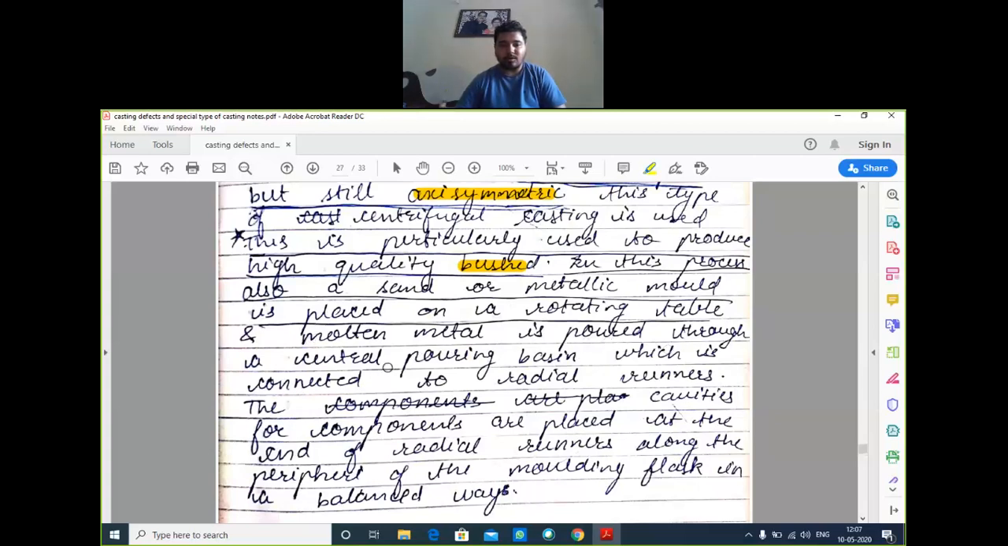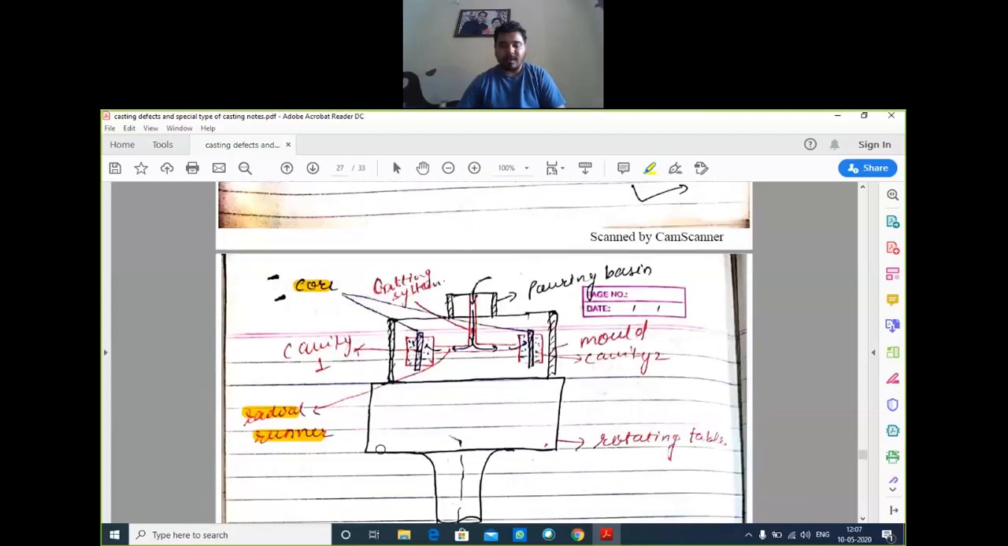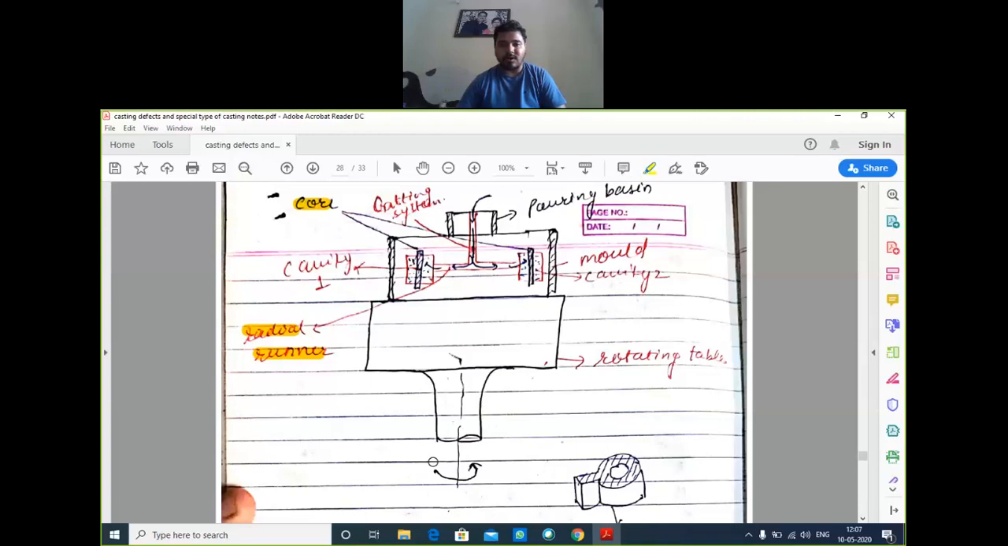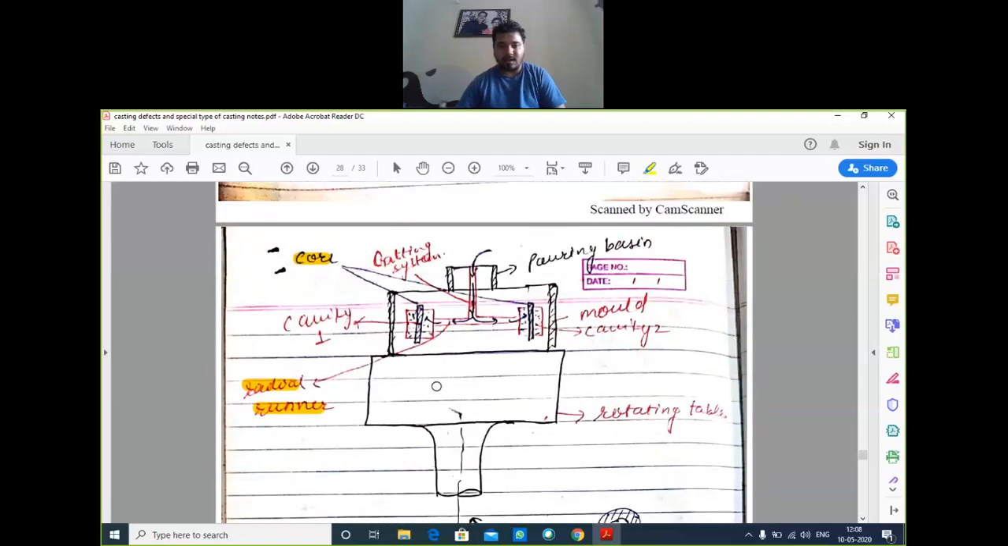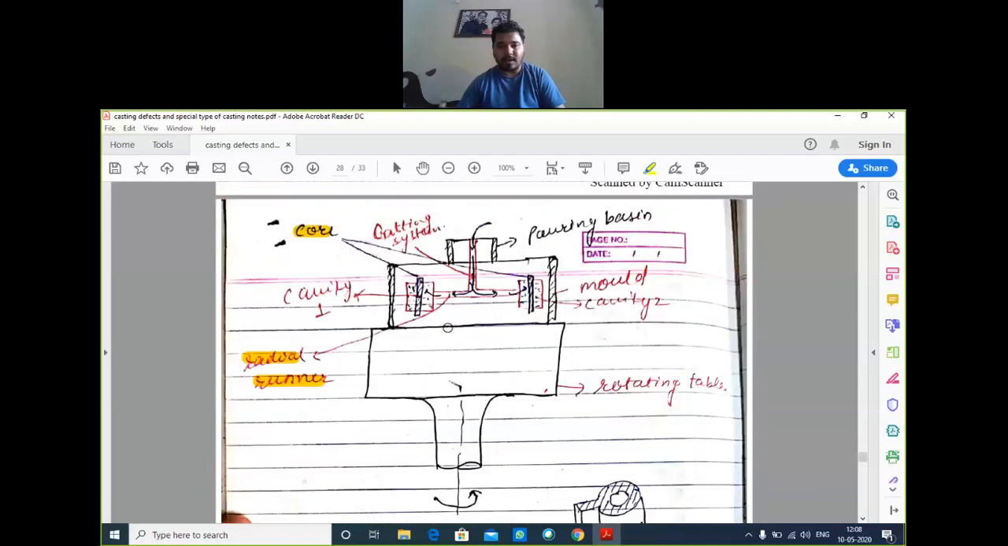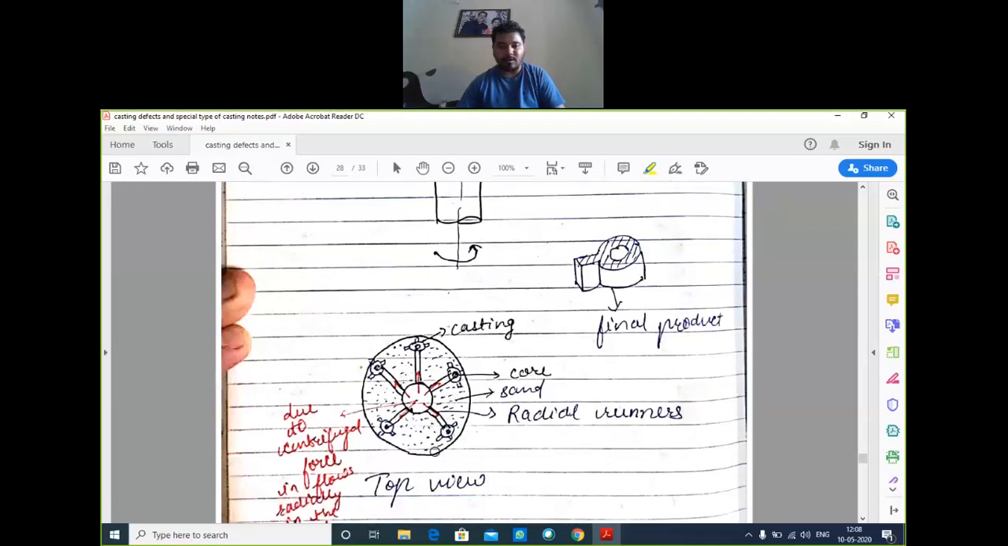And the molten metal is poured through the central pouring basin, which is connected to the radial runner. Here we use the runner as a radial runner. The cavities for the component are placed at the end of the radial runner along the periphery of the molding flask in a balanced way. Here also centrifugal action is there. We can see the top view of this diagram. Here, this is the radial runner, and here these are the sand particles for making the mold.